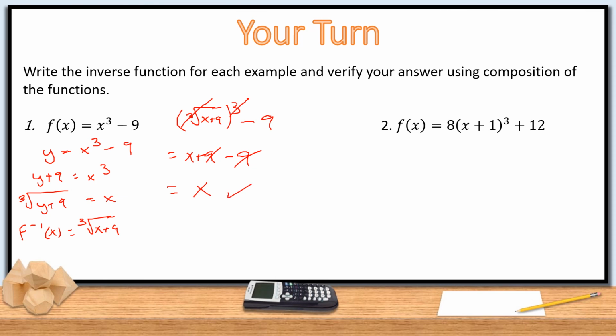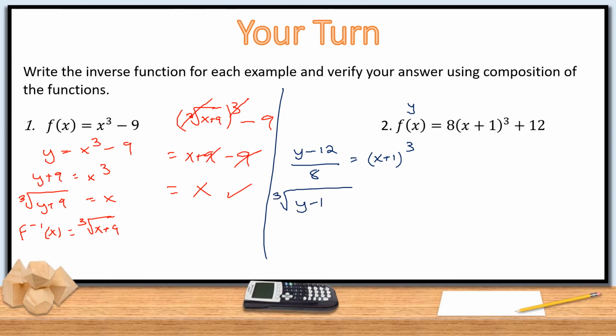All right, so for the last one, we're going to replace this with y, and then we're going to subtract 12 and then divide by 8. So I'm going to try and do a couple steps in one go. So we got y minus 12 all over 8 is equal to x plus 1 cubed. We're going to cube root the whole thing. Now, cube root of 8 is 2, so this is going to be all over 2. It's equal to x plus 1, so we're going to subtract 1 from both sides.